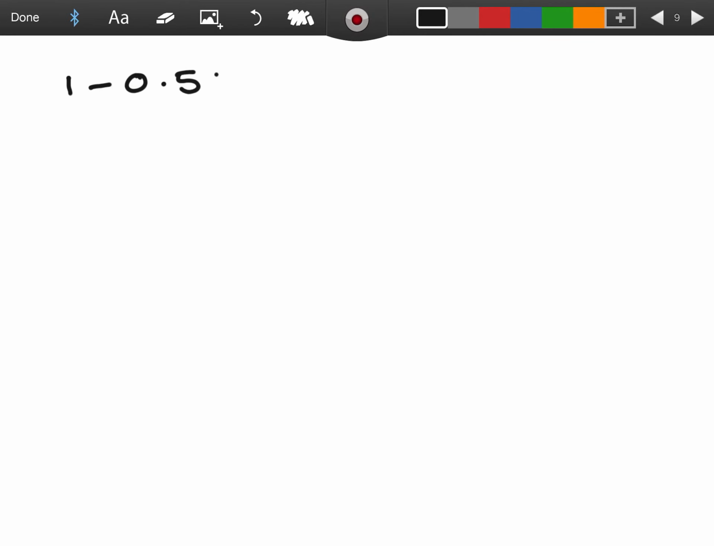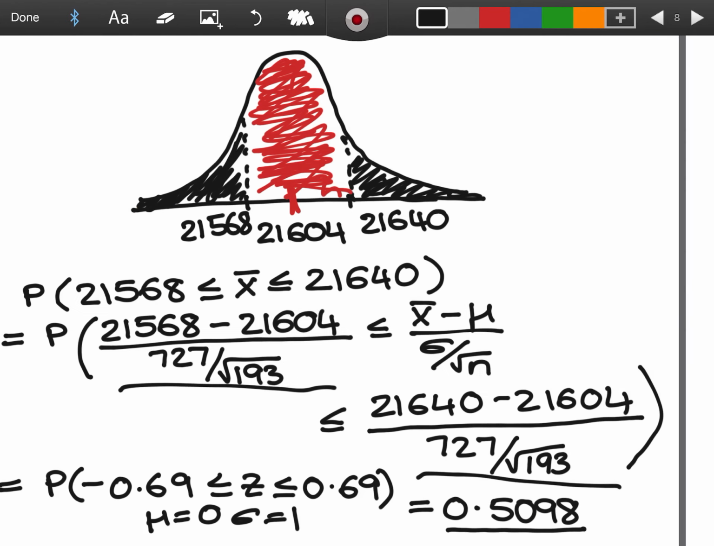So if I do 1 minus 0.5098, do 1 minus that answer, I end up with 0.4902. Okay, so this is the probability that my sample mean will have a difference of greater than 36 compared to my population mean. So it's going to be at least 36 away from my population mean.